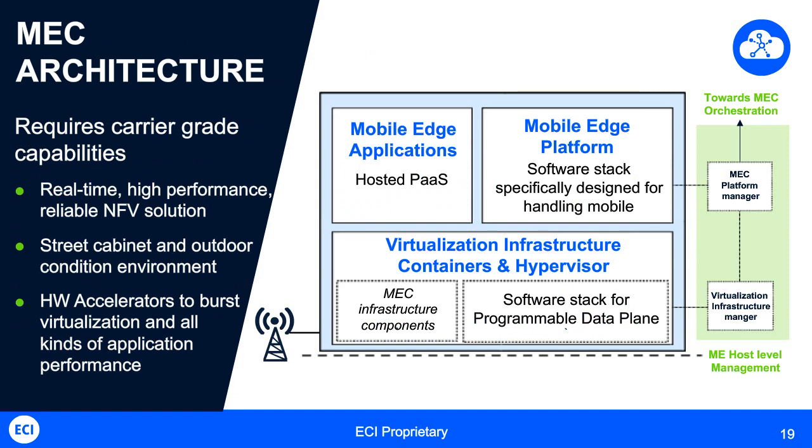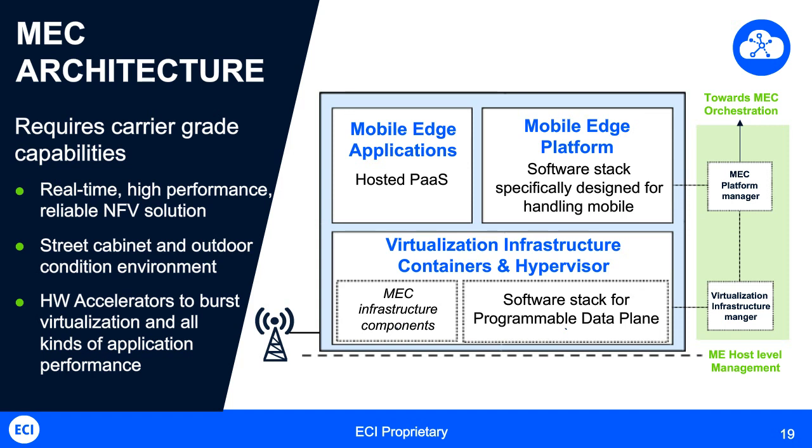So the MEC architecture is as you can see here. We can split it into three main parts. The first part is related to the virtualization infrastructure, which can be based on containers and hypervisor. And here it will include different building blocks. For example, I need to handle the encryption. I need to handle the GTP tunnel coming from the mobile to do the encapsulation and decapsulation, for example. I need to be able to handle the overlay and underlay stitching and so on. So there are different building blocks related to the first part, which is the virtualization infrastructure.